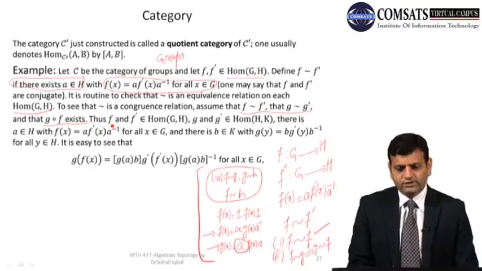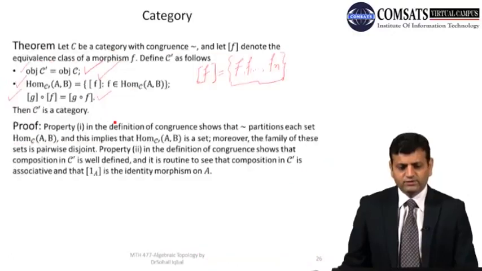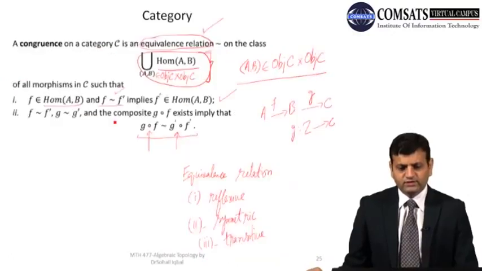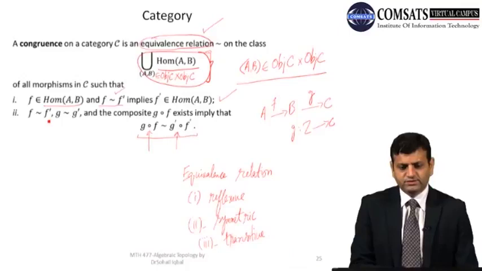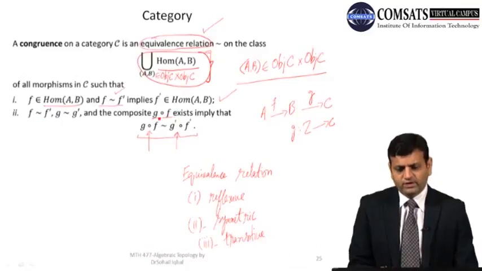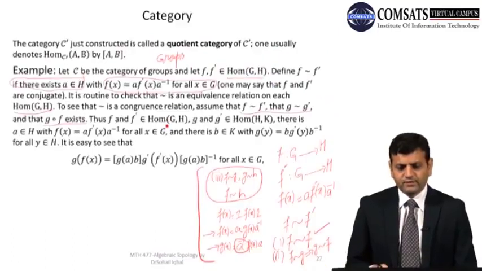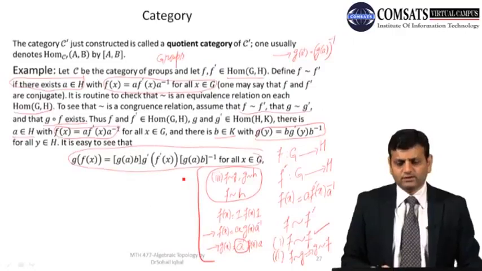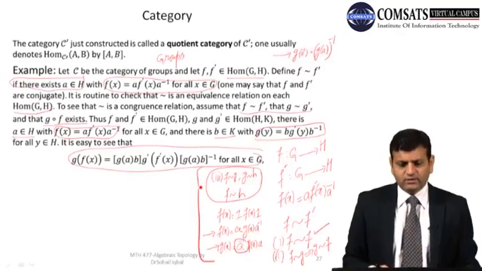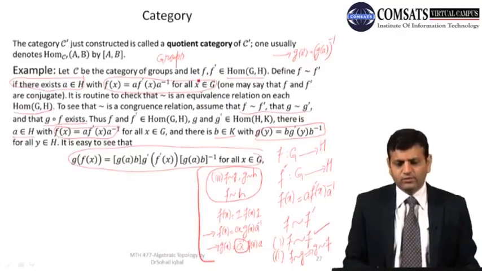Okay, so what do we need to check now? Let's go back to the definition and see what we need to check here. We need to check that if F is related to F prime and G is related to G prime, then, if the composition exists, G circle F is related to G prime circle F prime. Okay, so this is an equivalence relation on the set of all morphisms of this category.